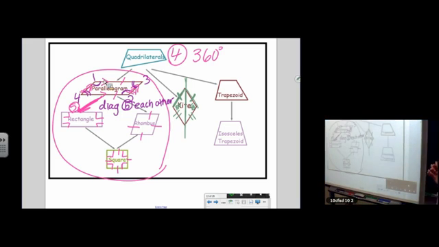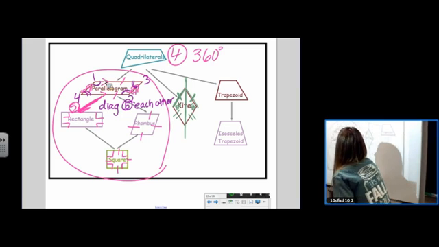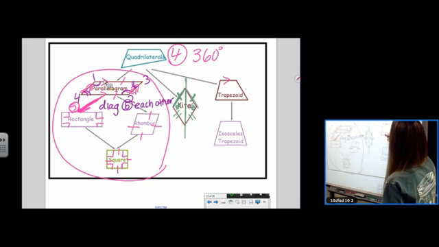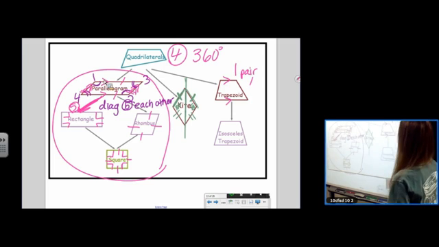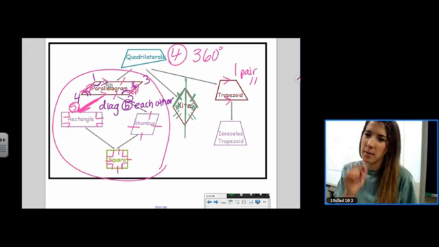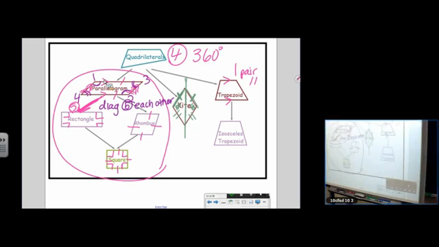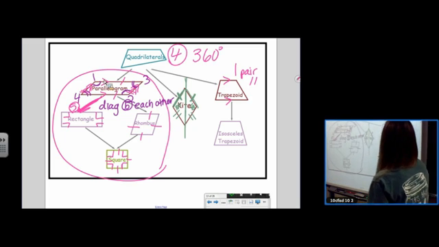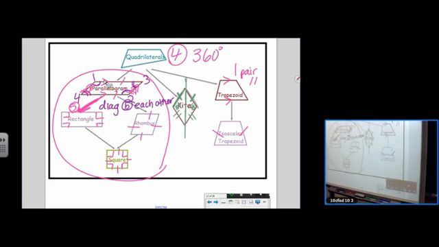A trapezoid. A trapezoid only has one pair of parallel sides. That's really important. So it can't be called a parallelogram because only one pair of its sides are parallel. And then if it's an isosceles trapezoid, you get to put tick marks on the legs.